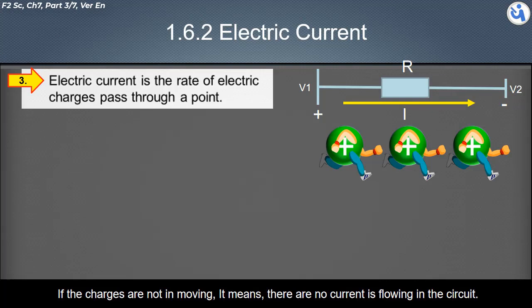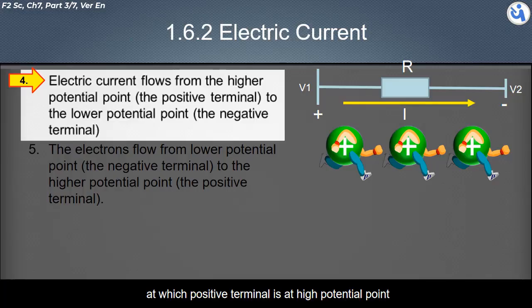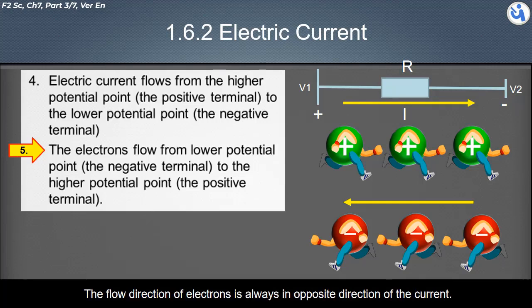If the charges are not moving, it means there is no current flowing in the circuit. Electric current flows from the higher potential point to the lower potential point, at which the positive terminal is at the high potential point, and the negative terminal is at the lower potential point. The electrons flow from the lower potential point to the higher potential point in the circuit. The flow direction of electrons is always opposite to the direction of the current.